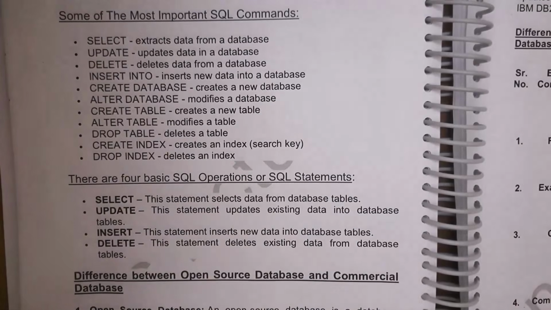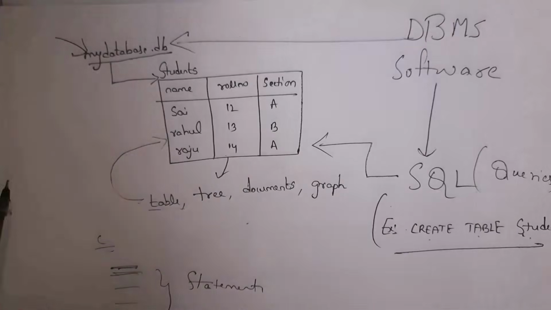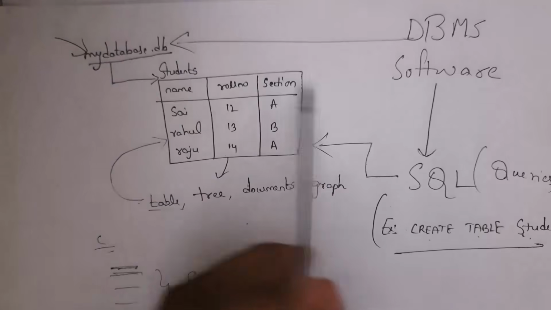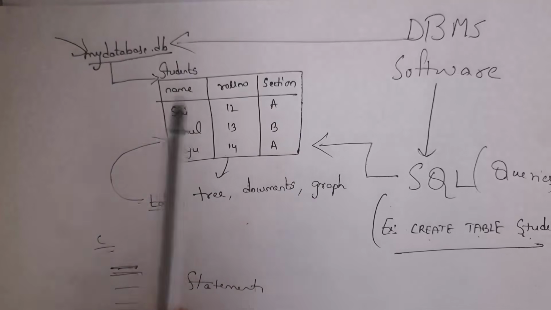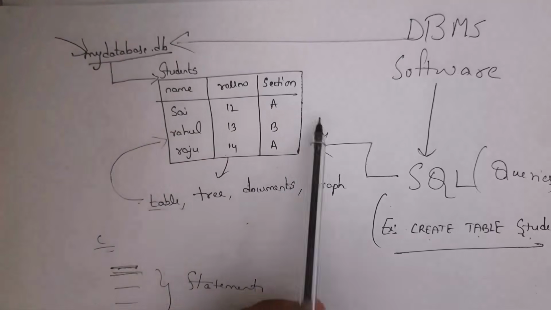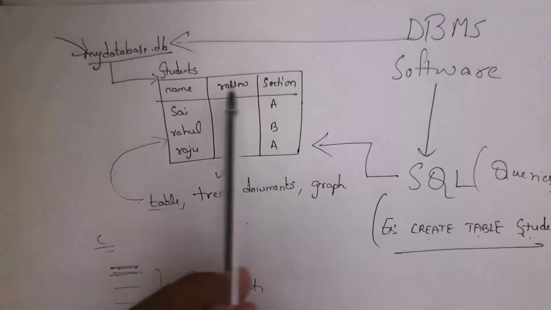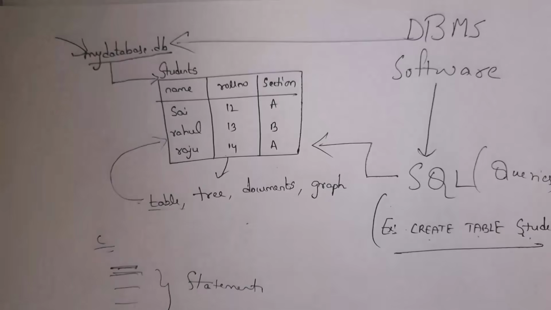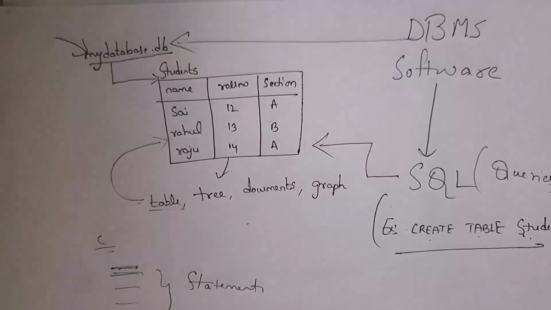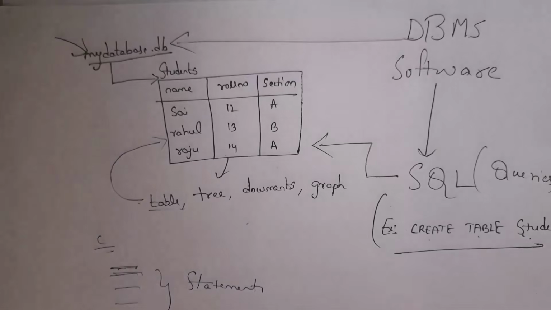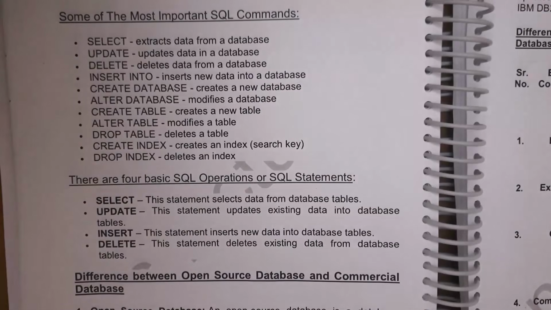And the last one is delete. The delete statement deletes existing data from database tables. For example, this is data which is present in my table. Now I want to delete this entire row. I want to delete this Sai, roll number 12 and section A. I want to delete this entire row. This is known as a delete operation. Deleting data from a database table is known as a delete operation. These are 4 basic SQL operations.